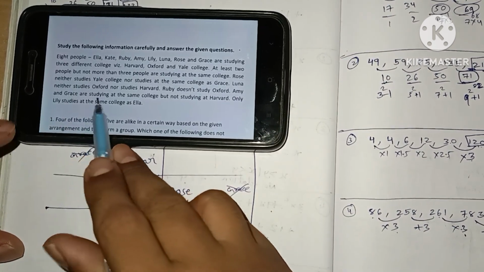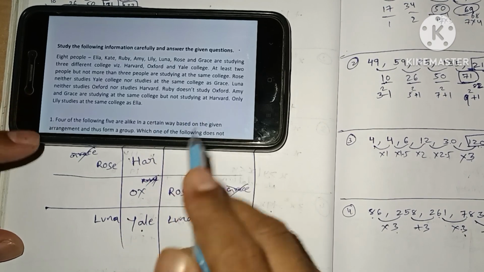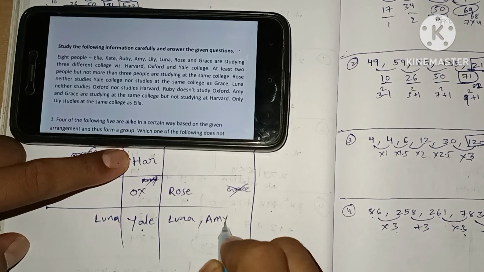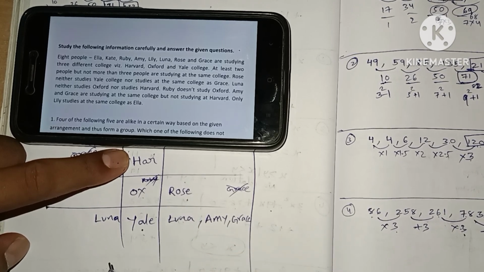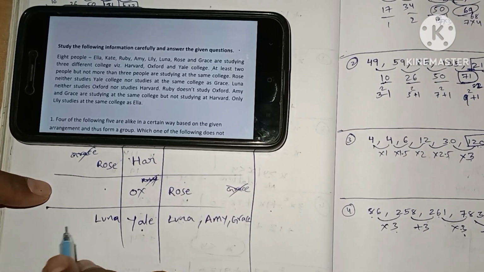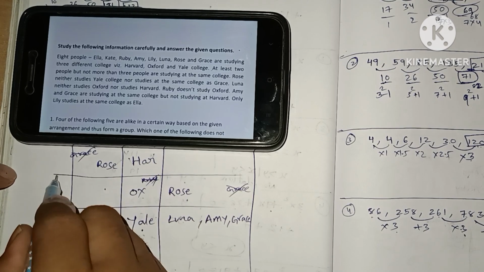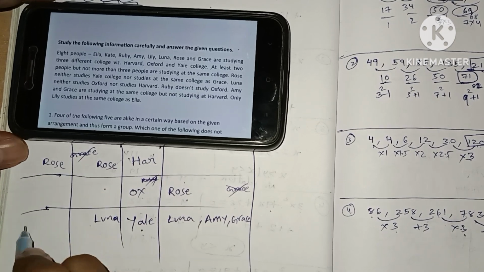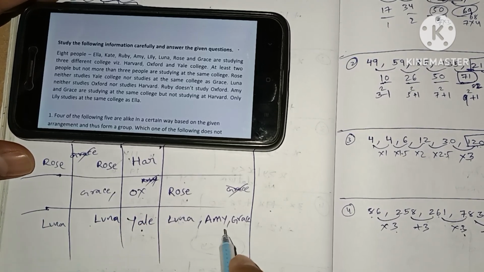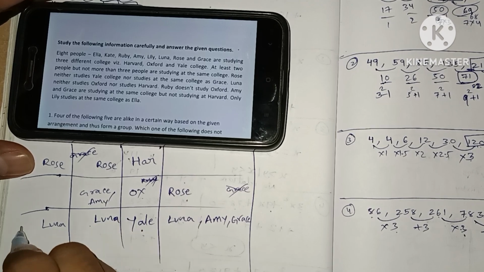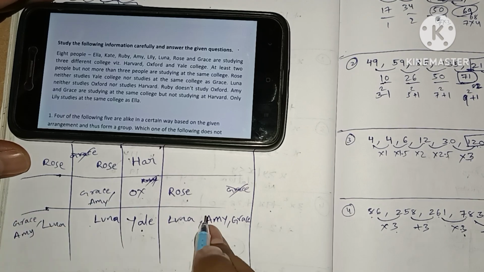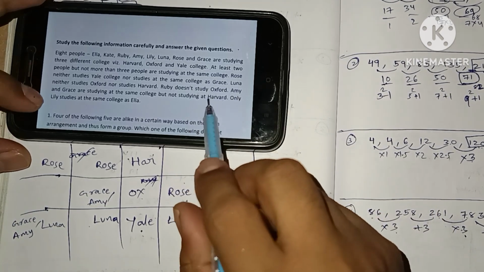Amy and Grace are studying at the same college but not studying at Harvard. So there is only one place here. We have Amy and Grace here. In this case, we can place Amy and Grace here, or we can place Amy and Grace here. So we got one more possibility: Rose here, Luna here, Grace and Amy. In this case, Grace and Amy also here. So we have three possibilities with us. Let's see further statements.